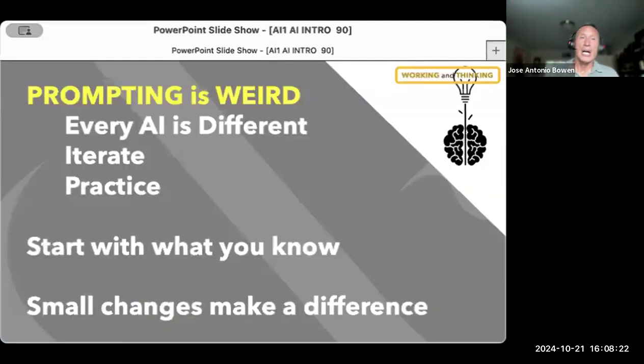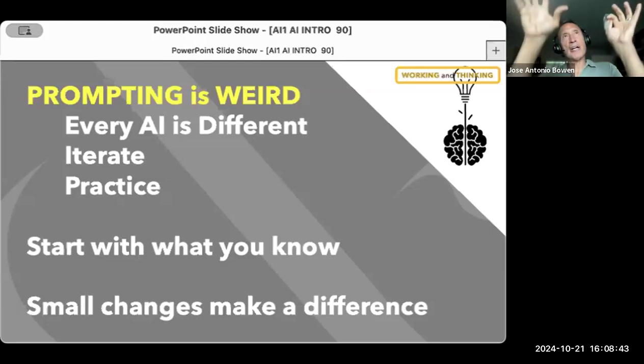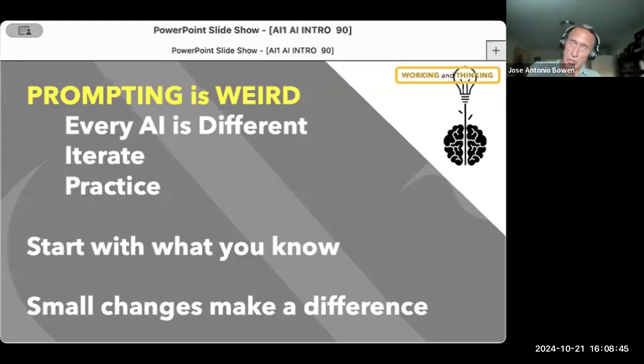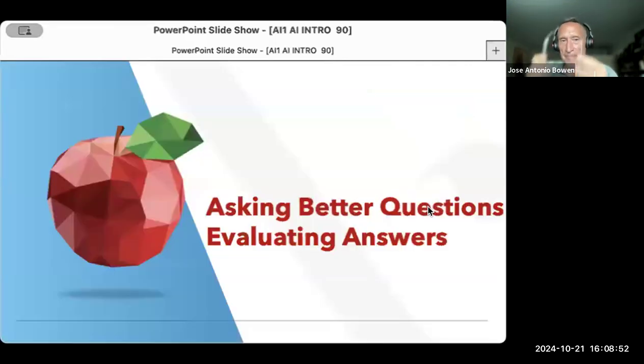All right. So prompting is weird. So we're going to practice it together in a couple of weeks. But in the meantime, try some different AI, try some different personalities. But just start with what you know, right? Is this a good answer? Is it not? But do notice that small changes make a difference, right? Adding the word more innovative, right? Or giving it context. I want paragraphs. I want a 200-word response, right? So just a little bit of experimentation with that will start to give you better results.